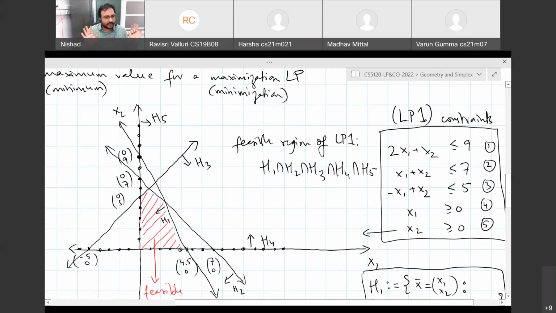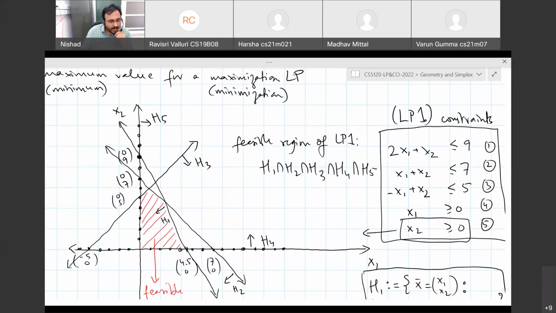Yeah, you're right. Actually, x2 also works. You're right. Sorry, I think I did not see that. If you remove x2 greater than or equal to 0, for example, then H3 serves the purpose. H3 will still bound it, make it bounded.